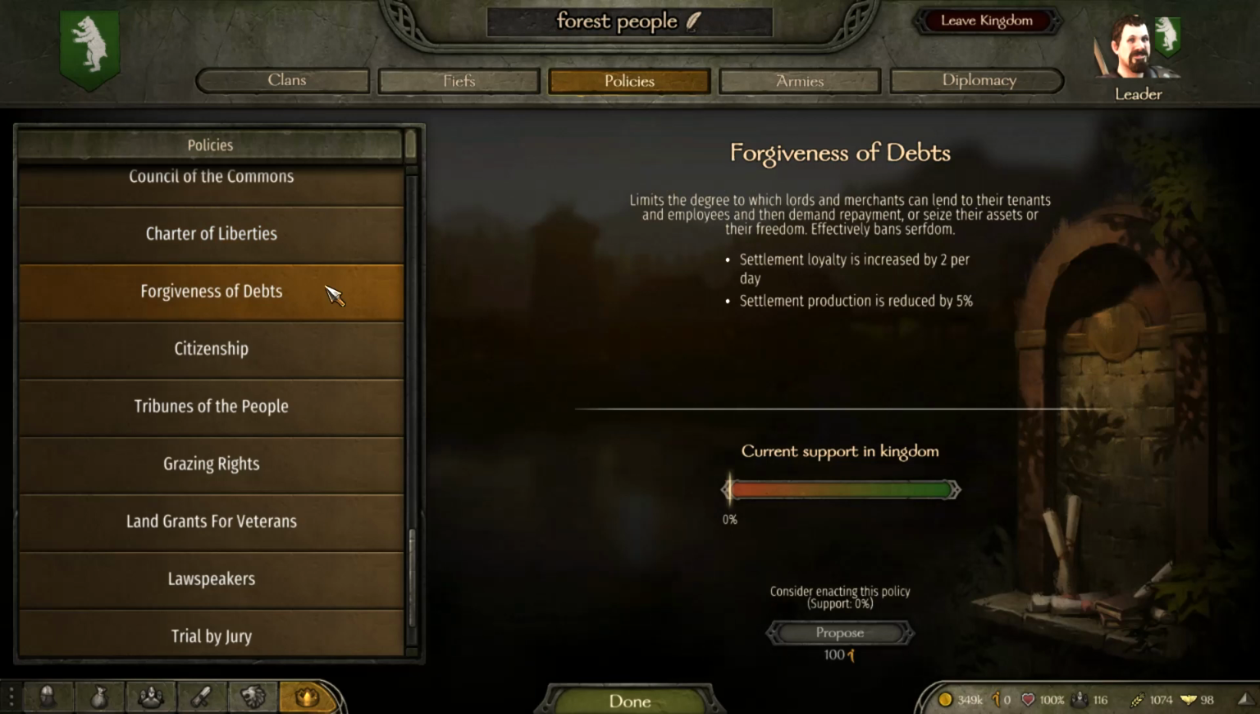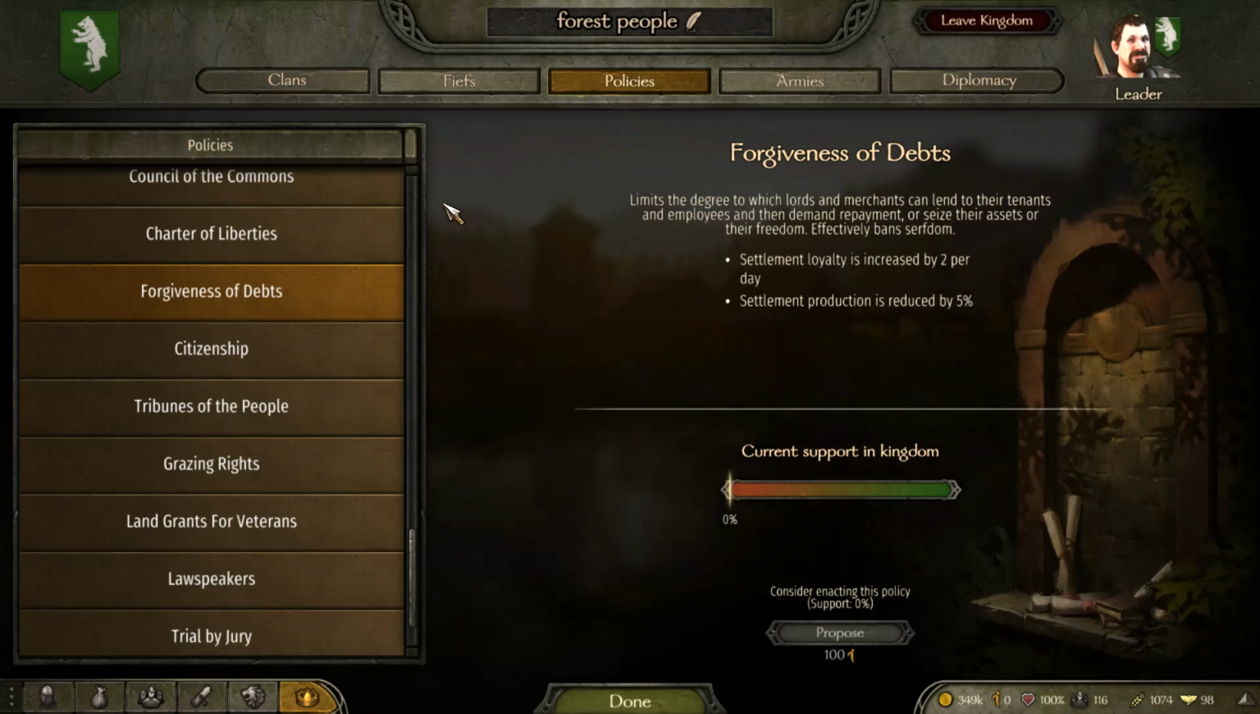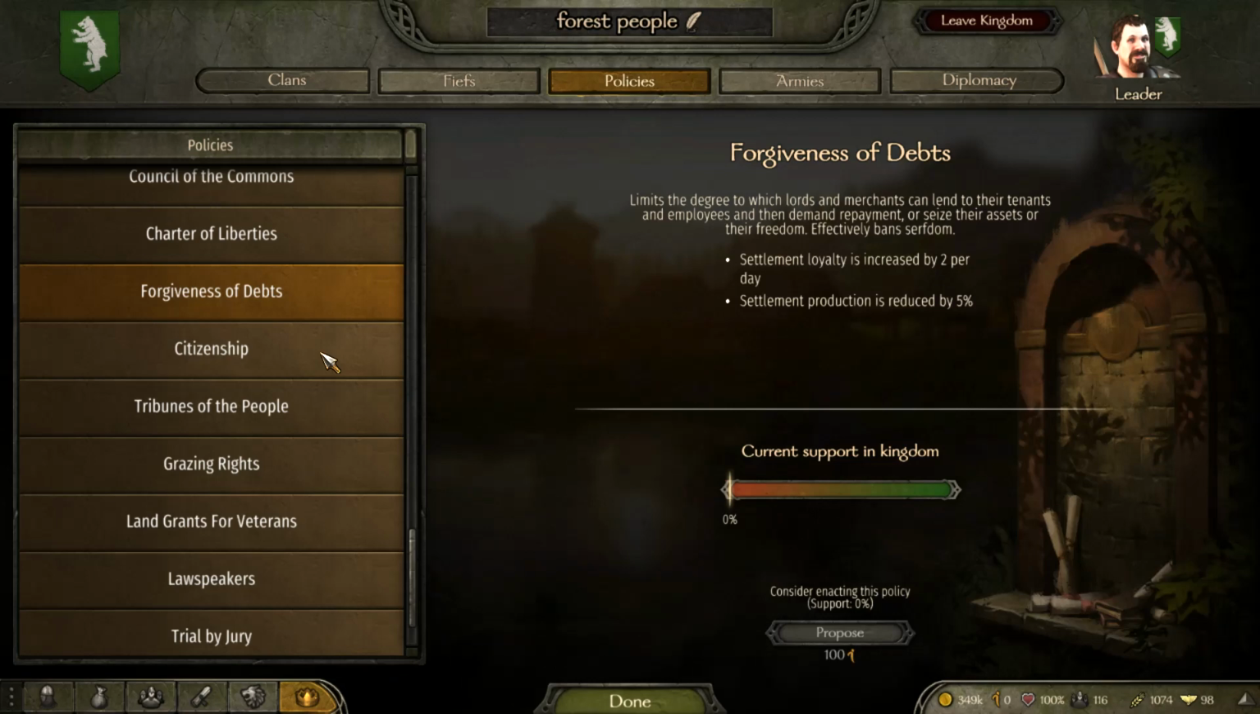Forgiveness of debts, so settlement loyalty is increased by 2 per day, really good. Settlement production is reduced, so you're going to be losing a little bit of money, a little bit of production. However, +2 loyalty is really good, especially this is one you want to grab if you're at risk of a rebellion anywhere and you need to boost that loyalty, but you don't know how. Get this policy, it will really boost your loyalty, and you could always get rid of it at the end once you've secured it and you've got your loyalty to a stable amount and keeping it positive, even if you take this away. So that's one you definitely want to get if you're looking like you're at risk of a rebellion anywhere in your towns.